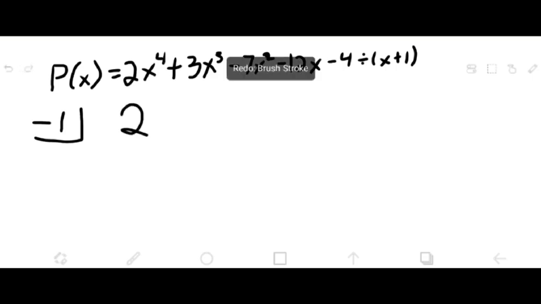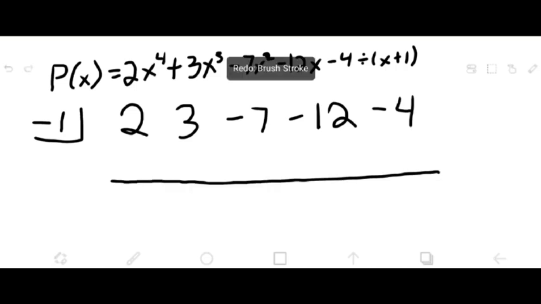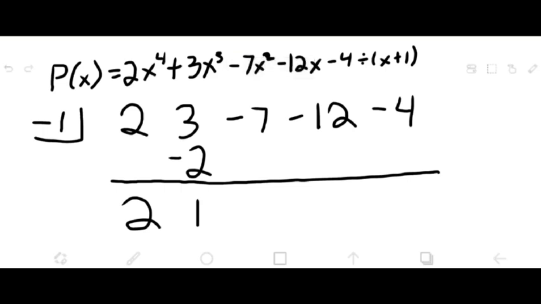So we use negative 1 as the number for division. We wrote down the coefficients, which are positive 2, positive 3, negative 7, negative 12, and negative 4. First, we brought down the positive 2, then multiplied it by negative 1 to get negative 2, and added it to positive 3, which gave us positive 1. And we kept going. Positive 1 times negative 1 is negative 1, added to negative 7 is negative 8. And negative 8 times negative 1 is positive 8.